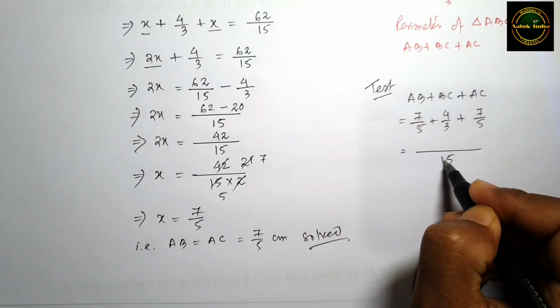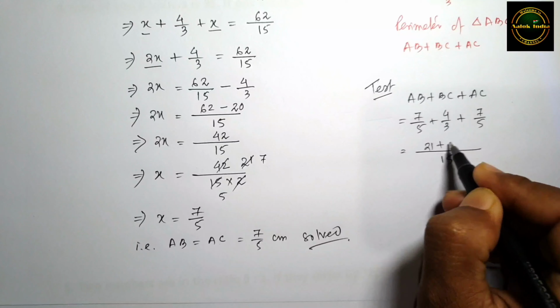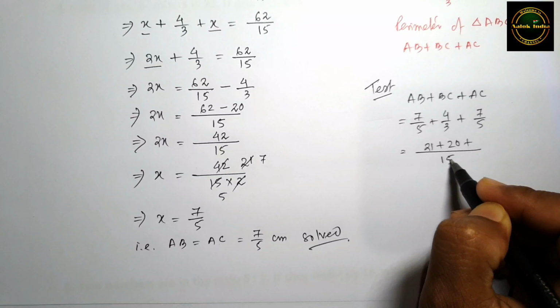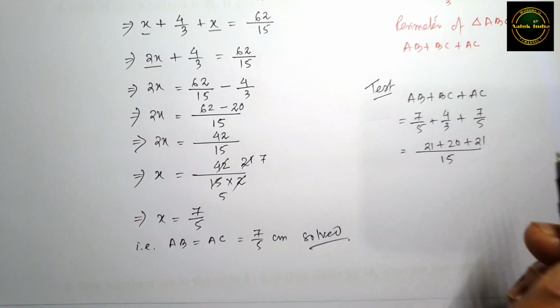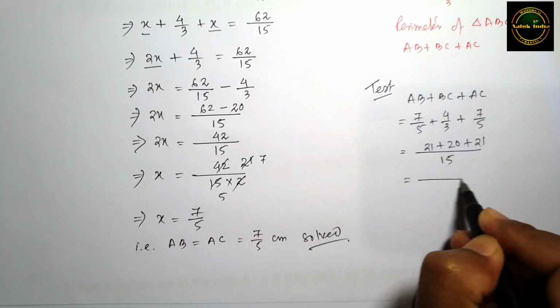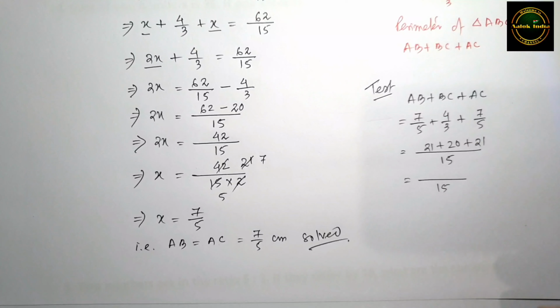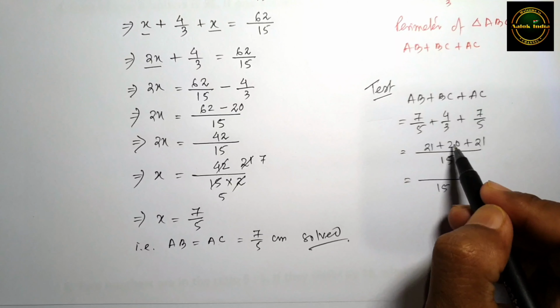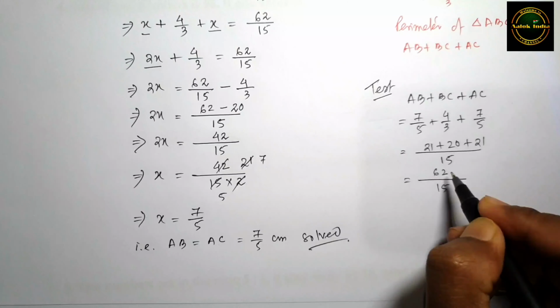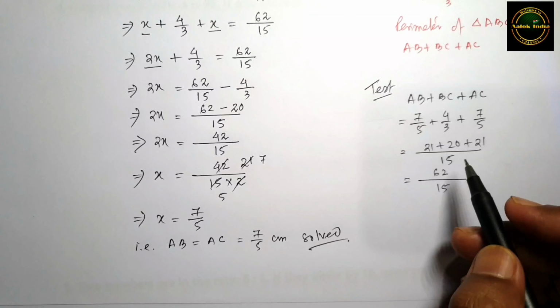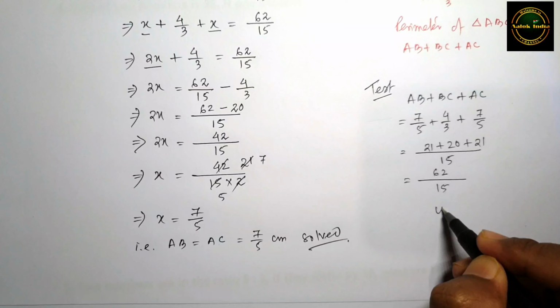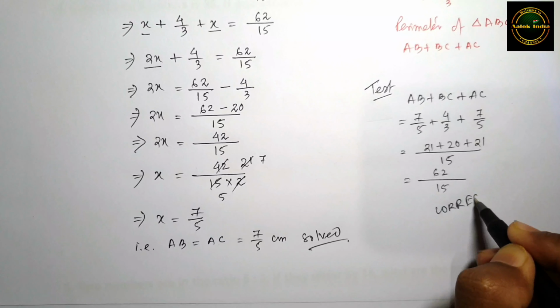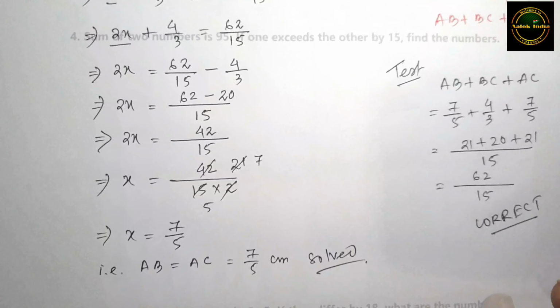So in the denominator the LCM of 5, 3, 5 will be 15. 5 threes are 15, 3 sevens are 21, plus 3 fives are 15, 5 fours are 20, 5 threes are 15, 3 sevens are 21. Now 21 plus 21 is 42 plus 20 is 62. So ultimately our answer matches.